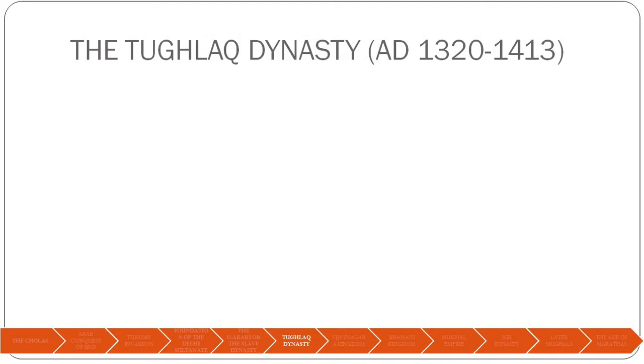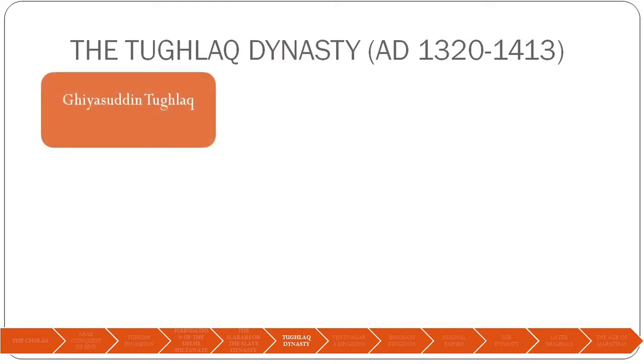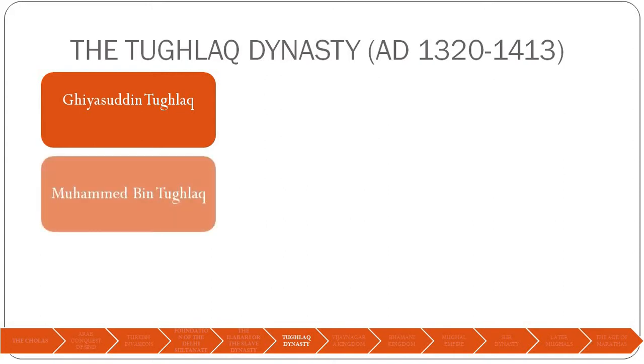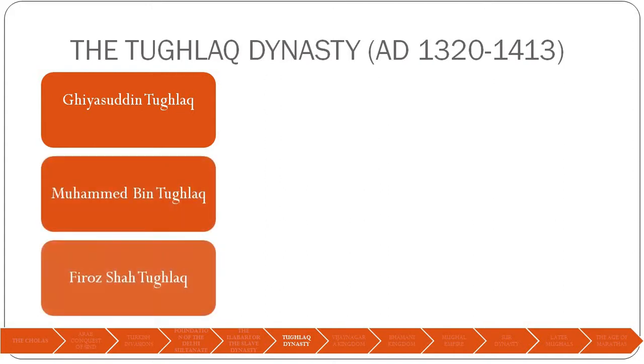The next one is the Tughlaq dynasty, which is from AD 1320 to 1413. It was founded by Ghiyasuddin Tughlaq. Then came Muhammad bin Tughlaq, and lastly Firoz Shah Tughlaq.